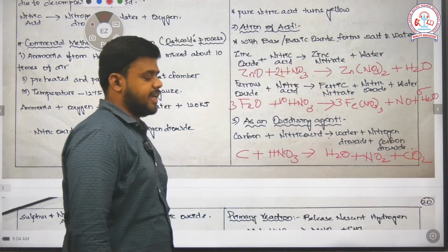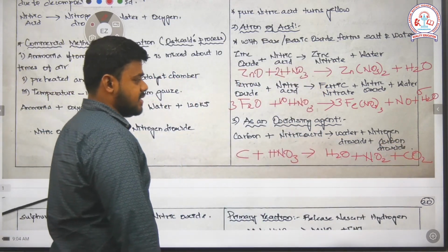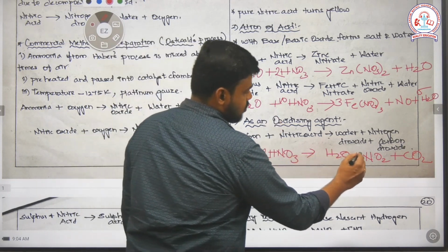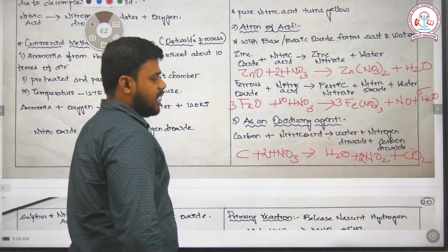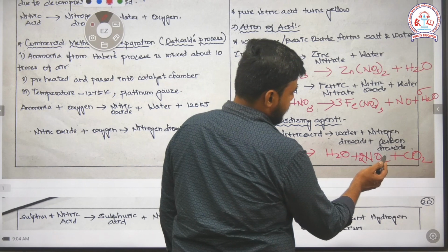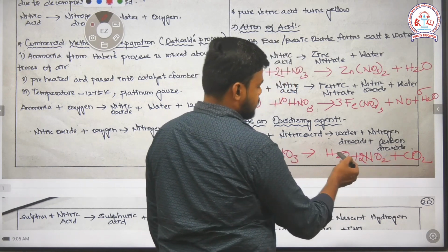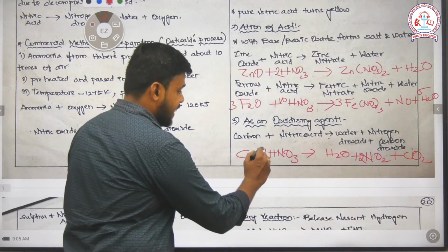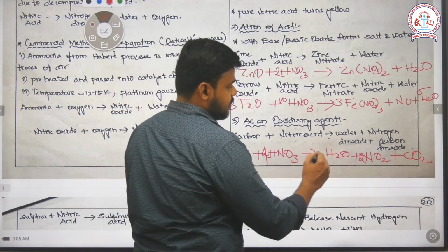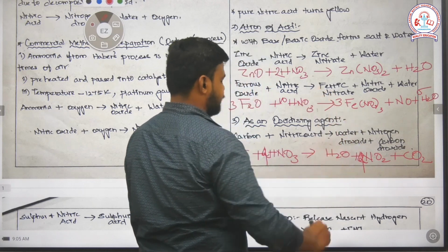So the main product is nitrogen dioxide. We need to check the balancing. Hydrogen here is 2. If I make it 2, nitrogen becomes 2, so I need to make it 2 here. Then we check the oxygen. Oxygen here is 6. Then 4 plus 2 is 6, 6 plus 1 is 7. There it is 7. If I make it 4 here, let me check. If I make it 4, nitrogen becomes 4. So I will make it 4 here.